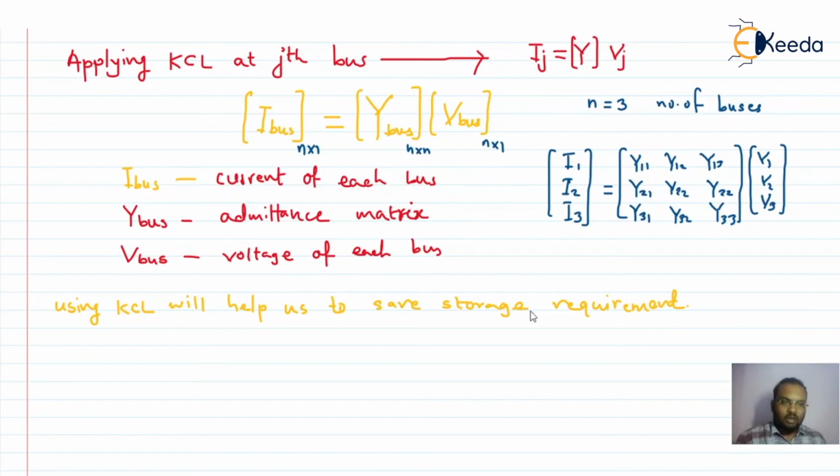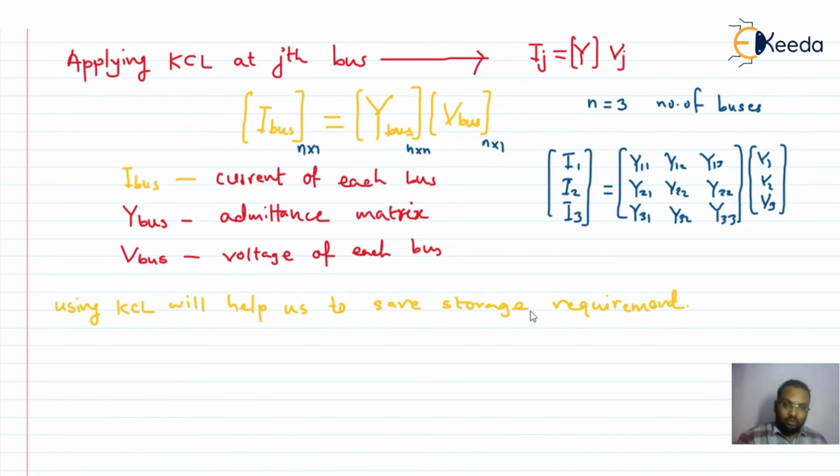The more memory you utilize, the more sluggish your program will be. It will run very slowly and take much time. If you are not taking a lot of storage, then your program will not take much time to run. It will show you the results within a small period of time, helping us get results very quickly. That is why we are going for KCL.